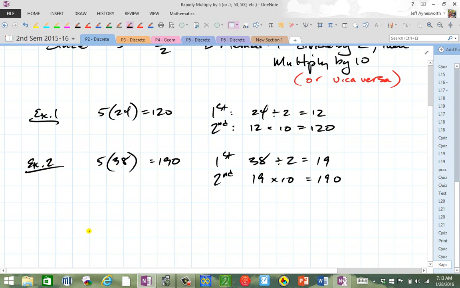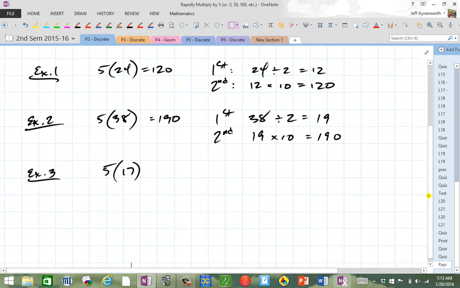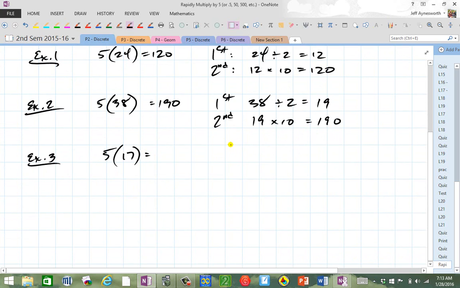Now, if the number's odd, what do you do? Let's do another one: 5 times 17. That's odd. So let's reverse it. First, multiply by 10. 17 times 10 is easy, that's 170. And now you divide by 2. Let's switch the order of the steps. You take 170 and divide it by 2 in your head. Half of 100 is 50, and half of 70 is 35. So 50 plus 35, I took half of both by looking at it, and you get 85.